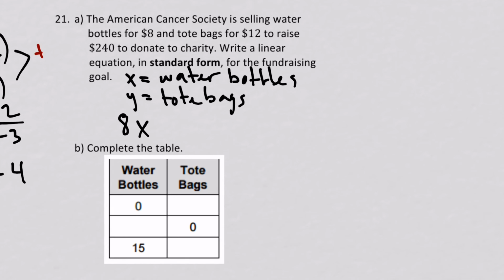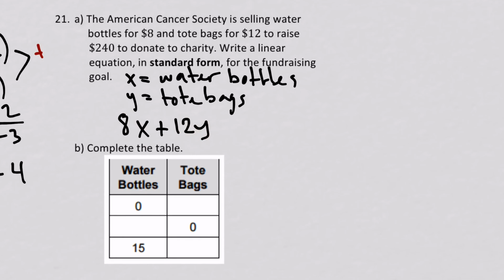To that, I am going to add how much they raise selling tote bags. Each tote bag is $12, so we're going to write 12 times the number of tote bags, which is y. So once again, let me explain what this means. x is the number of water bottles. $8 each is 8x, right? Total money raised in water bottles. y is tote bags. 12y is the total money raised with tote bags, okay?